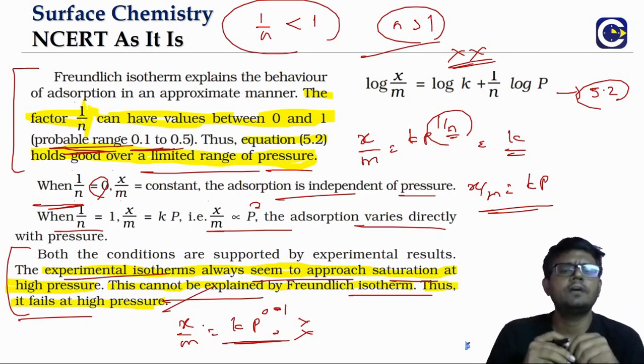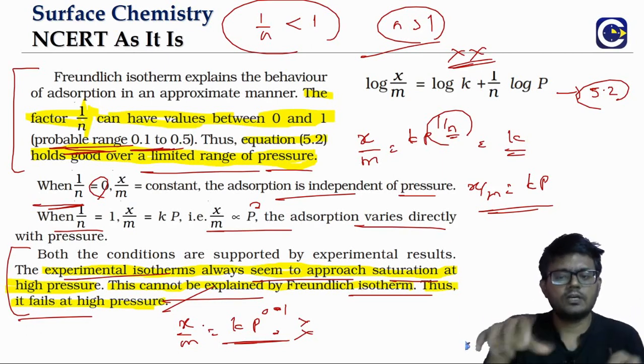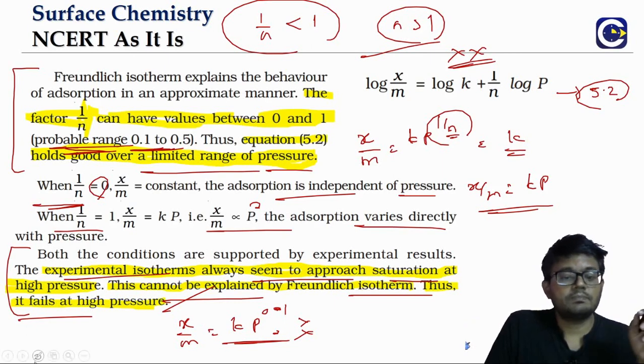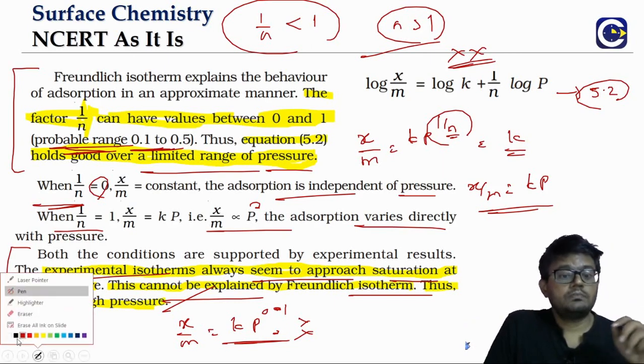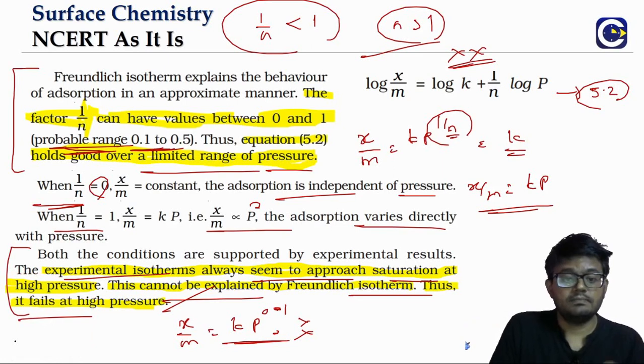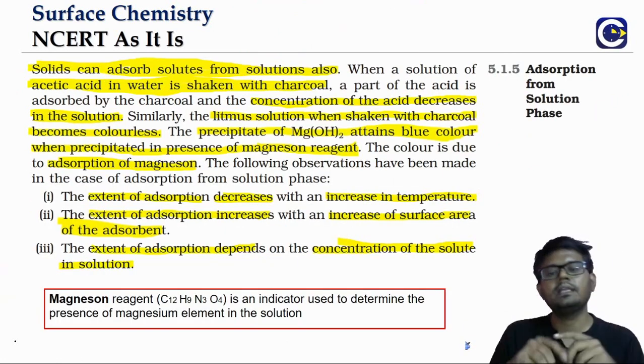And we also have a couple of more isotherms that are not there in the NCERT. We have something called the Langmuir isotherm. Then there is one more called the BET isotherm. All that is not there in the NCERT, so we will not cover it here.